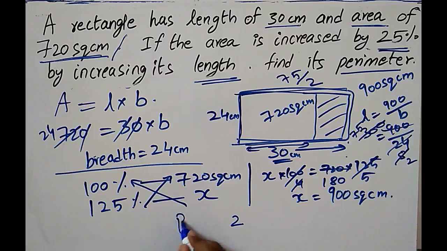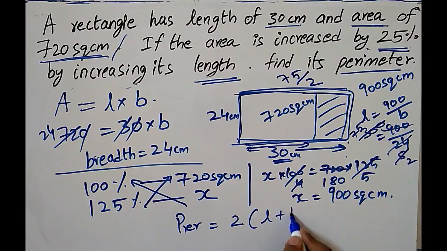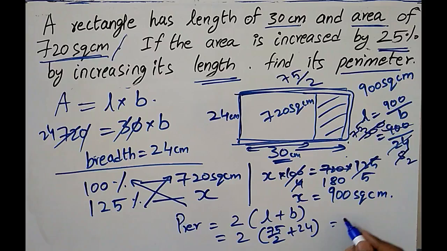2 into perimeter is equal to 2 into (L plus B). 2 into length, which is 75 by 2, plus breadth, which is 24. If we multiply here, 75 plus 48. 75 plus 48, what we will get is 123 centimeters.